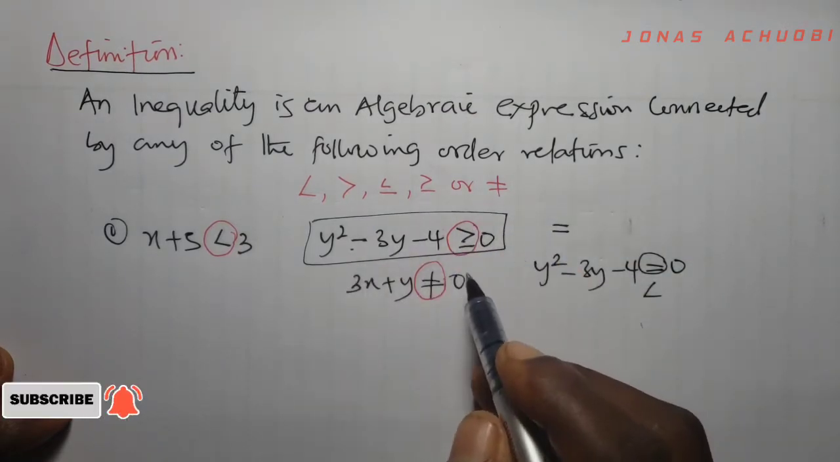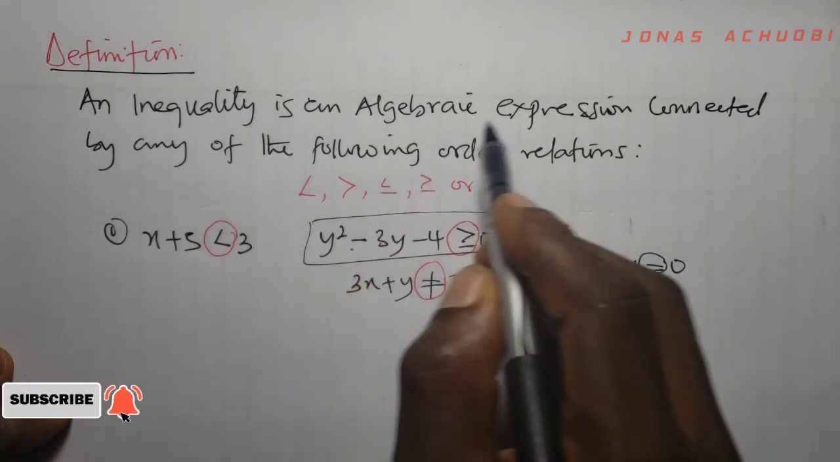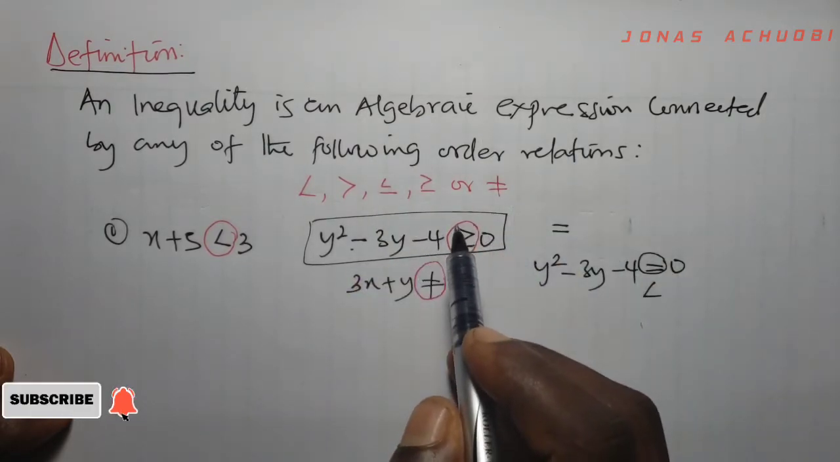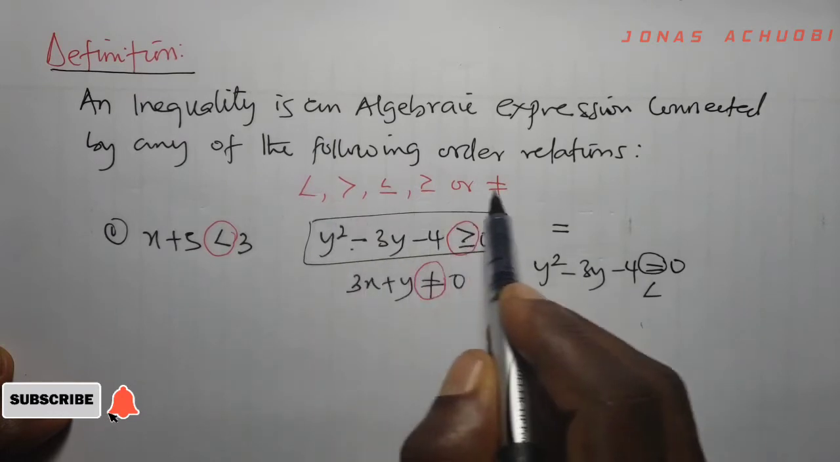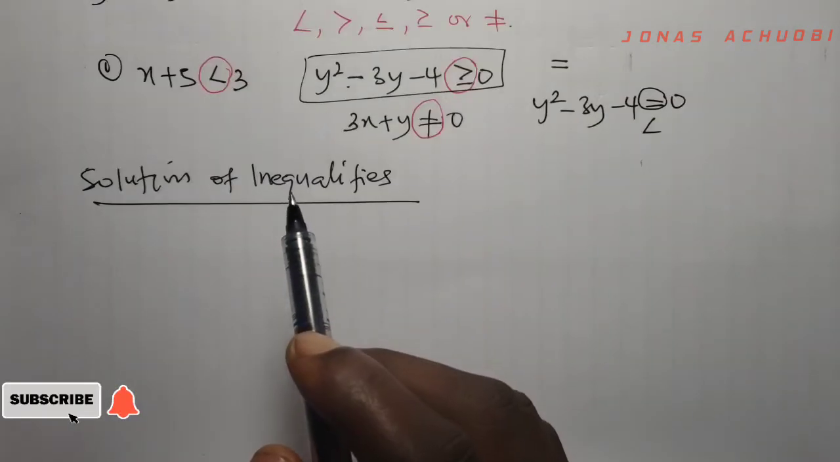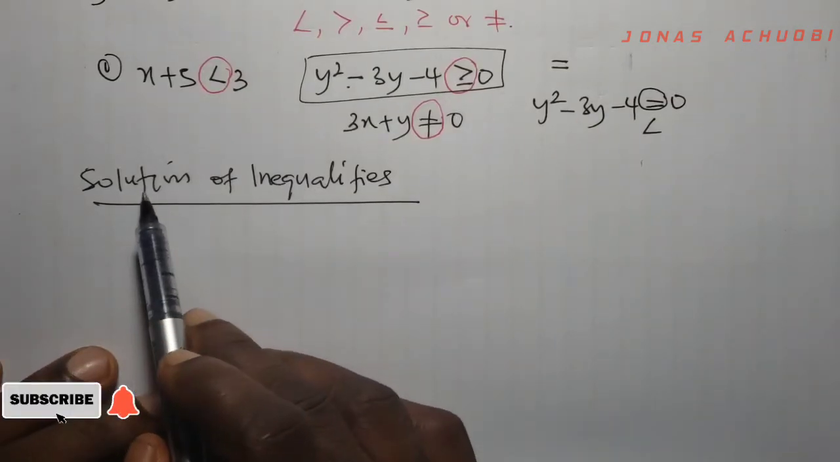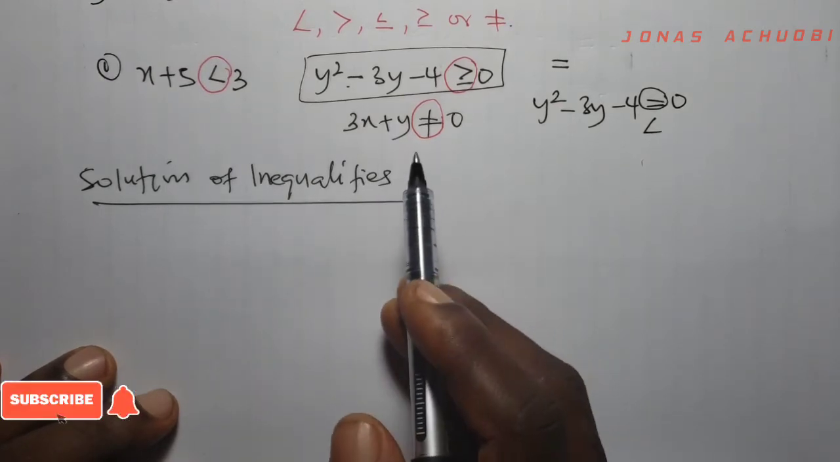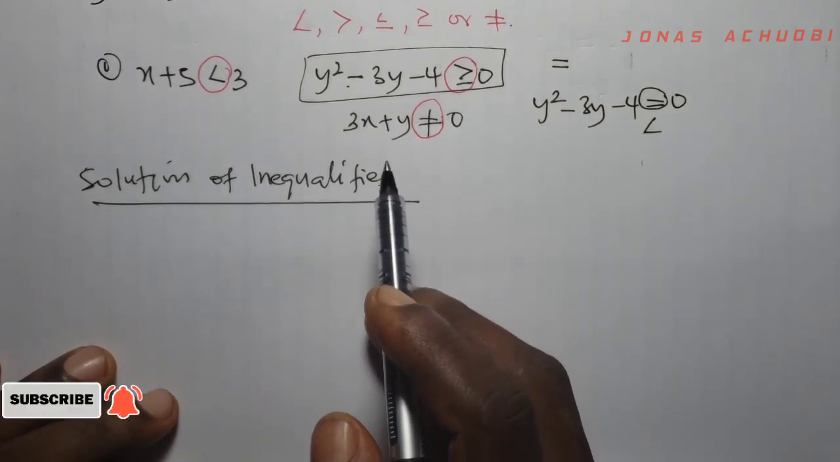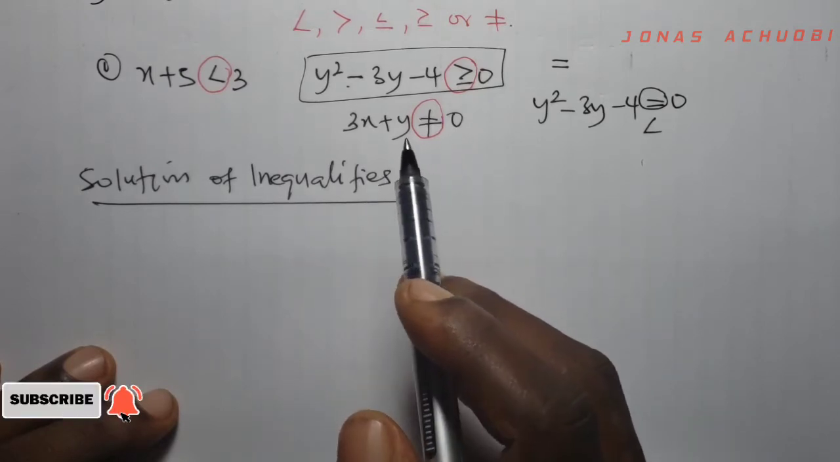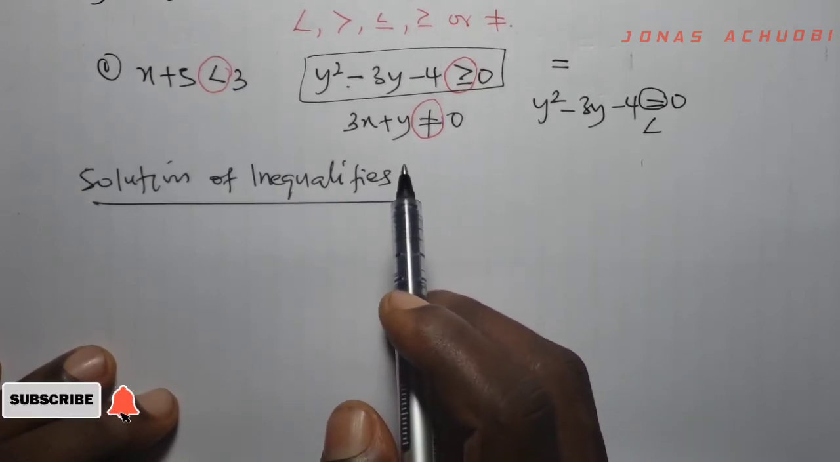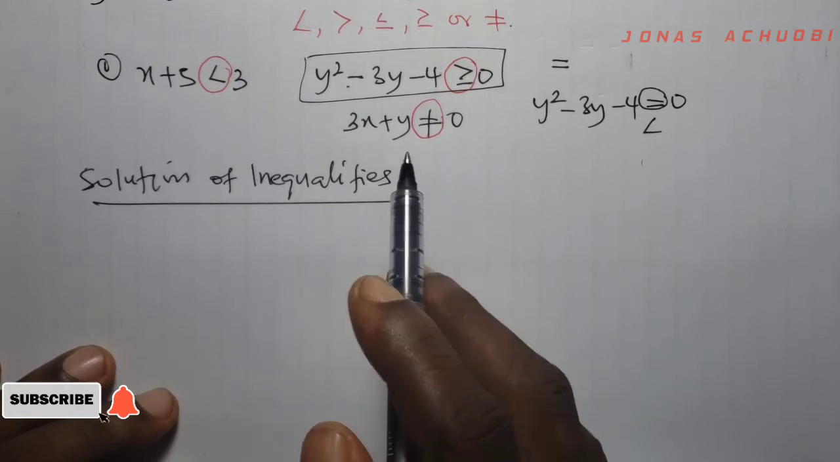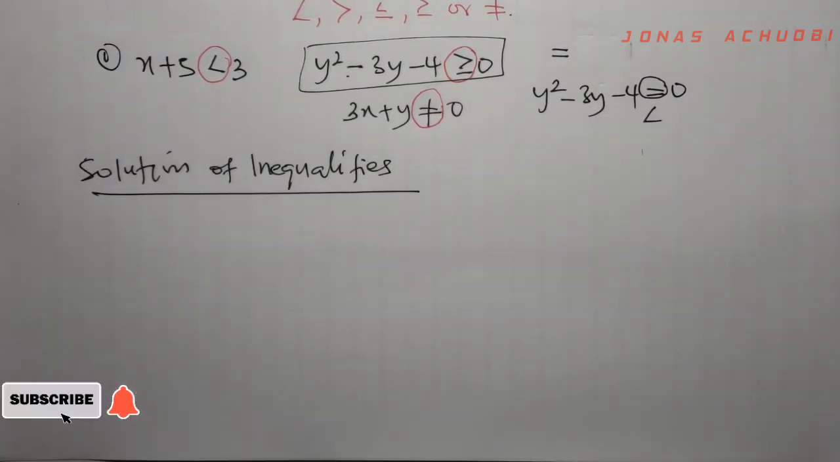So in this topic, we'll be dealing with algebraic expressions that are connected by any of these other relations. Now let's talk about solution of inequalities. While a linear equation always has one unique solution, a linear inequality has infinitely many solutions. I'd like to explain this with an example.